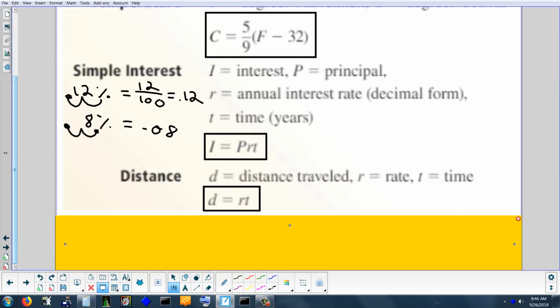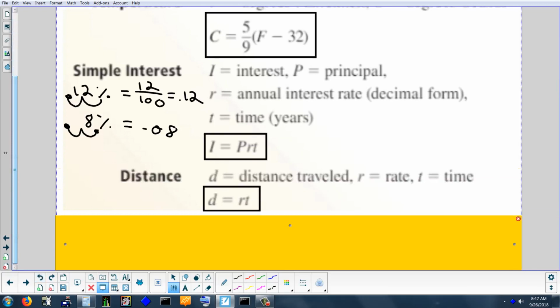And this one is the distance formula. Distance equals rate times time. So it involves 3 things. A distance. So like if you're driving somewhere, how far did you go? A rate. A rate is how fast you're driving.